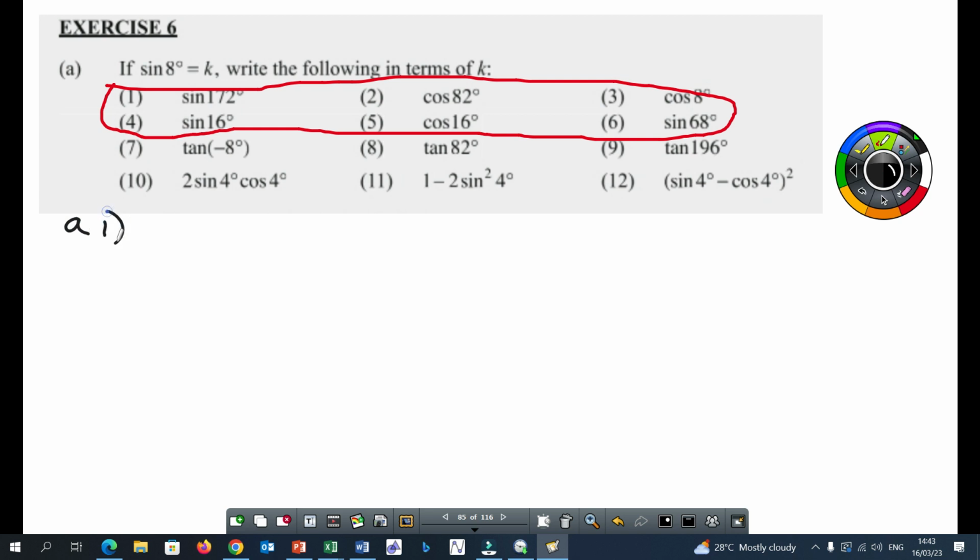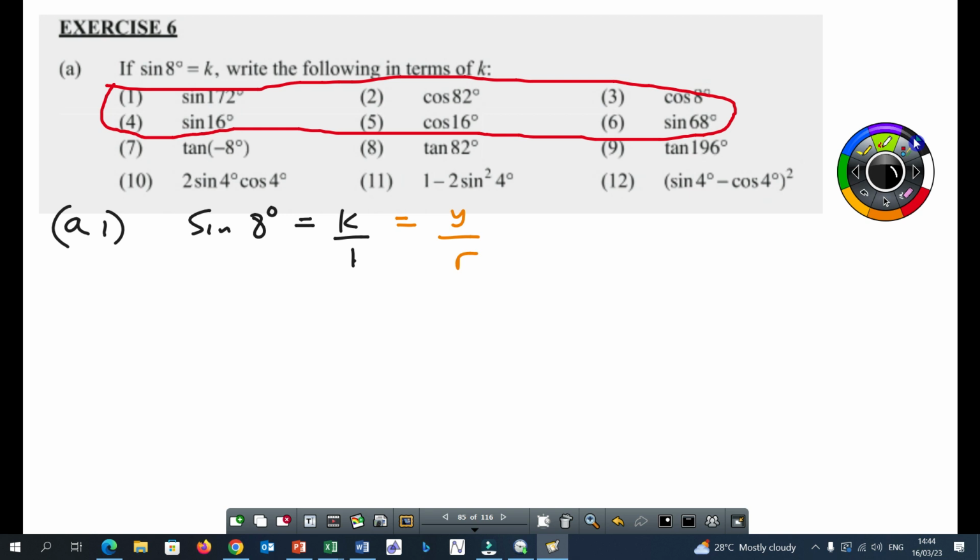okay, so we start by doing A1. Our trig equation is sine 8 degrees equal to k. Alright, listen, I expect you to be able to control your talking. Now, the denominator of the k is 1, and the numerator will be y, the denominator will be r. I expect you to be aware of this from last year.